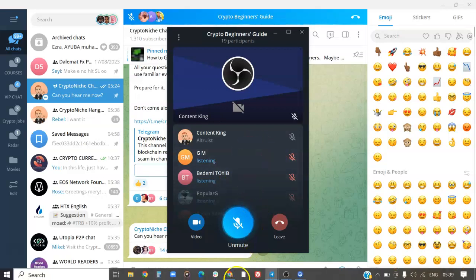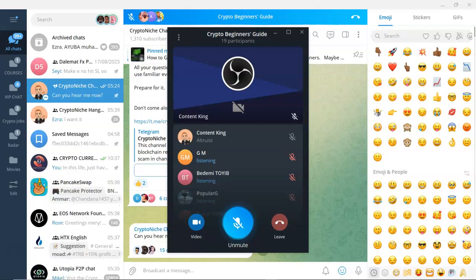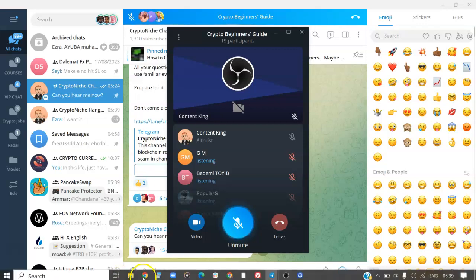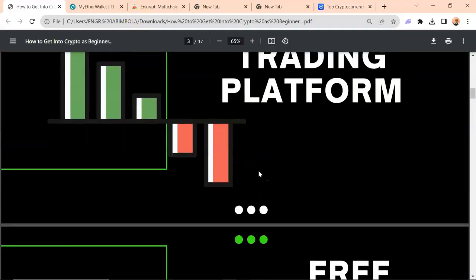But if you look at that, what you are seeing is the OBS, not my actual screen. That's unfortunate. How can I share my screen with you? Let me check. Just give me a few seconds. Let me try. Before we move to the next stage, let me see how I can share my screen with you.